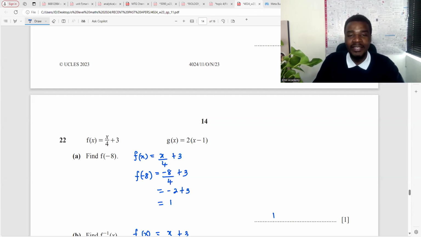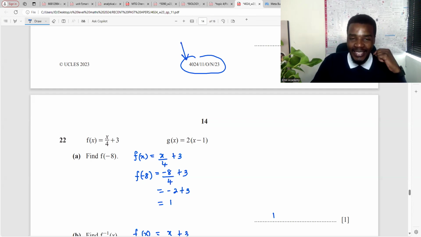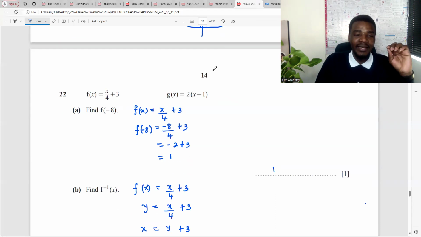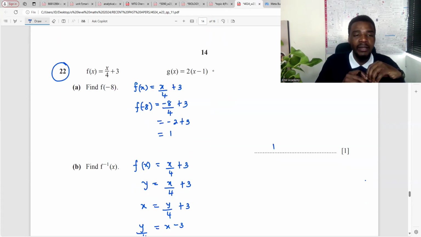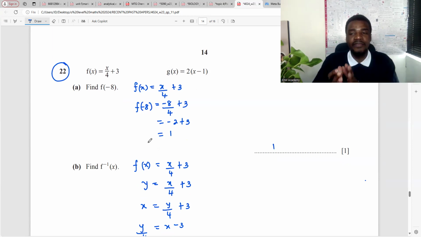Remember, we are busy revising the question paper that was written last year, in October-November 2023. This is O-level mathematics, and currently we are revising paper 1. Yesterday, we looked at question number 22, where we explored a lot of questions as far as functions are concerned.